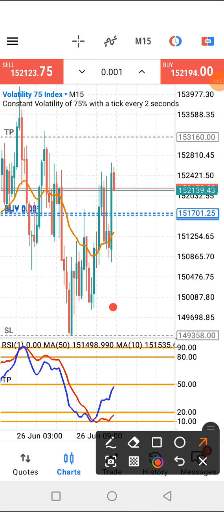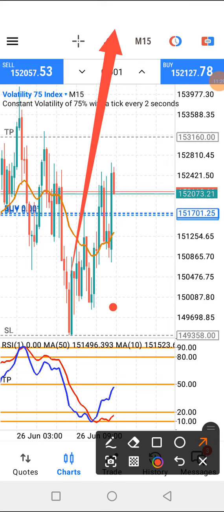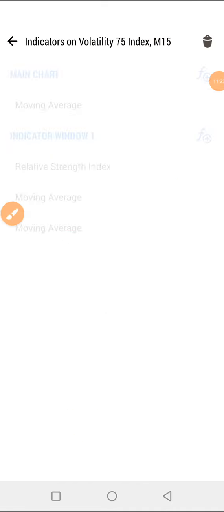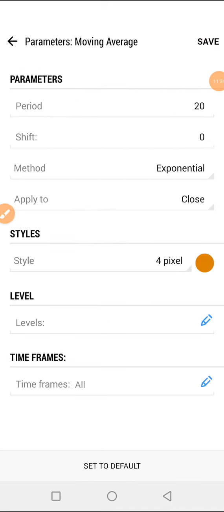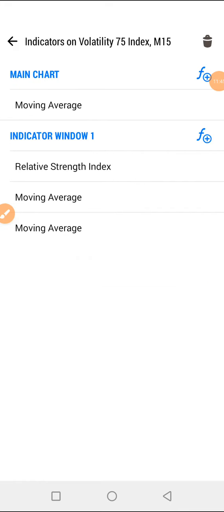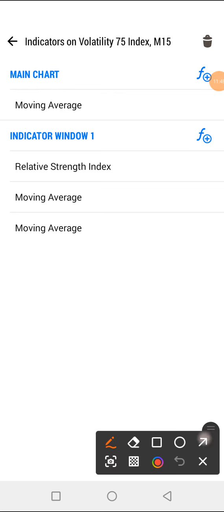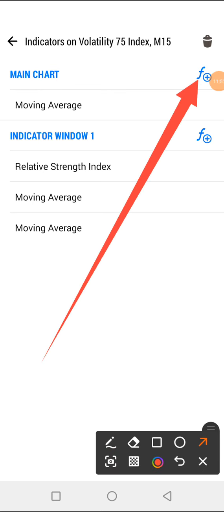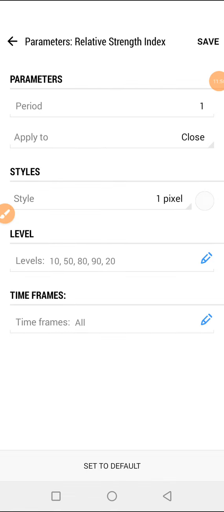So now let me give you the settings for this strategy. Now you click on this icon. Once you click on this icon, you go to the indicator settings. In the main chart, we have moving average with the period 20, that is exponential, shift 0, close. Then you click on save. Then in your window 1, you add the RSI. To add the RSI, that's the relative strength index, you have to click on this F plus in the main chart. So when you click on the F plus, the period should be 1, apply to close. The style should be your background color, because all we need here is the level.